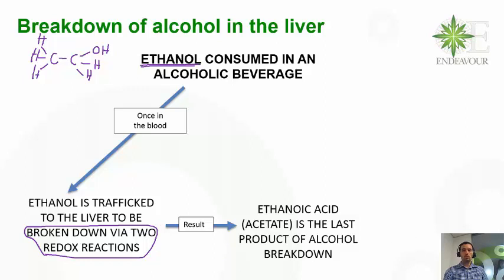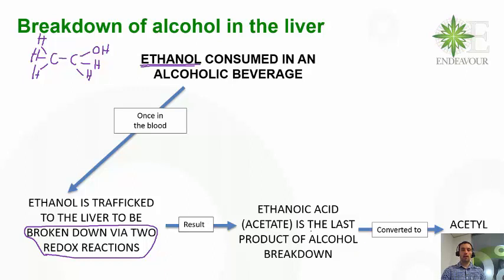Once those redox reactions have taken place, 2 of them, we're then left with ethanoic acid, also known as acetate, and we can say that that's the last breakdown product of that process. What the body will usually do is convert acetate to something even more useful, although the acetate is now non-toxic compared to what we started with, which was toxic.